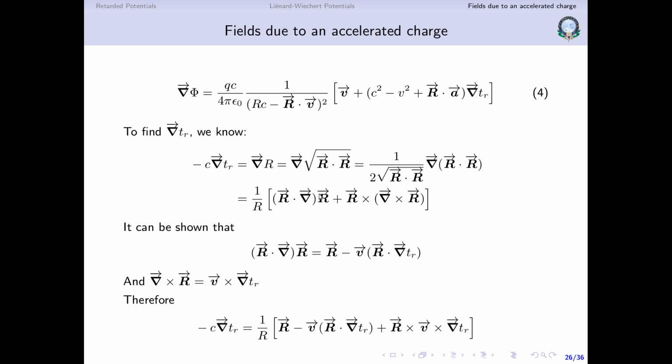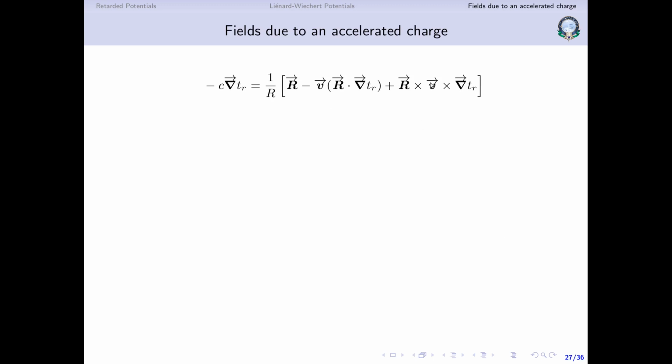So substituting these two results back here, we'll get minus c into gradient of tr is equal to, this will get replaced with r minus v into r dot gradient of tr, and here this will get replaced with r cross v cross gradient of tr. So that is going to give us this expression for minus c into gradient of tr. So c into gradient of tr is this.